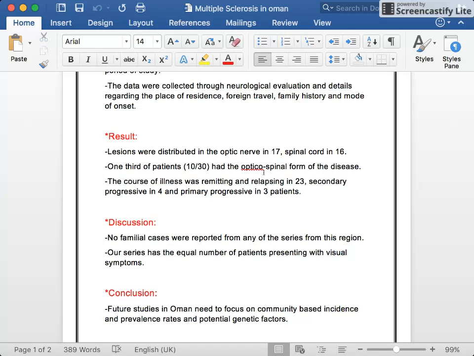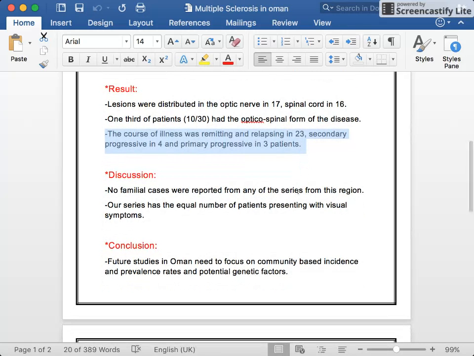That is that they found two characteristics that were the most common. And this is the lesions between the optic nerve and spinal cord. Okay, good. One third of patients had optical spinal form disease. Good. Okay, so those are the two points I'm talking about. Excellent. The course of illness was remittent and relapsing in 23. Okay, this is not needed, actually, because this is not what the study was about. It wasn't about the aim. It's not mentioned in the conclusion. It's really not important. That's a detail that people would read about in the study.